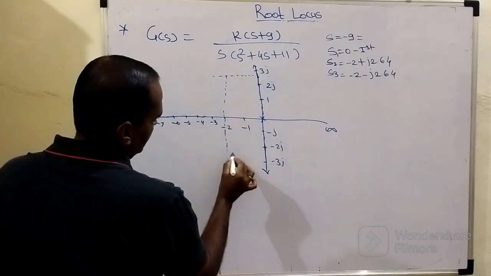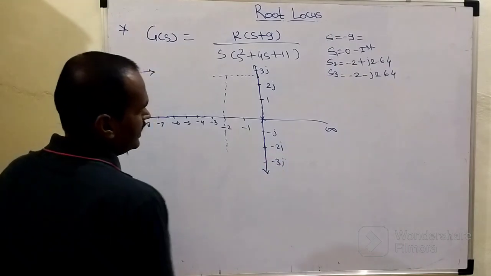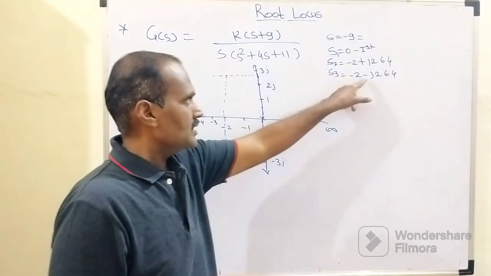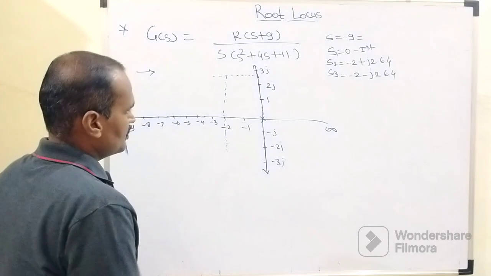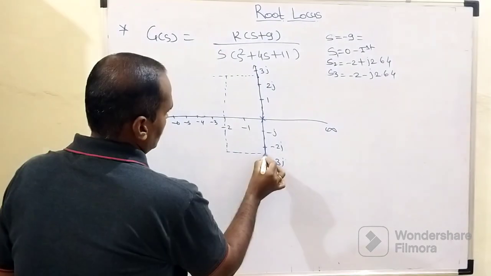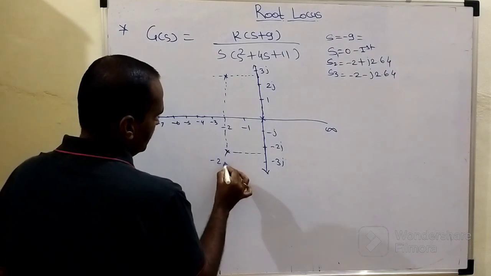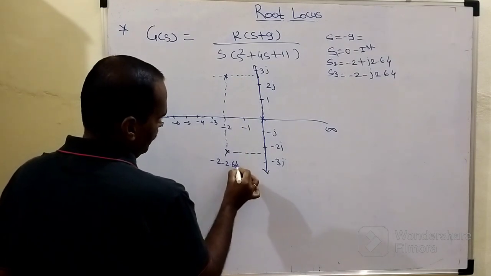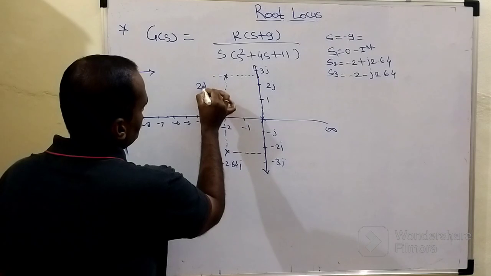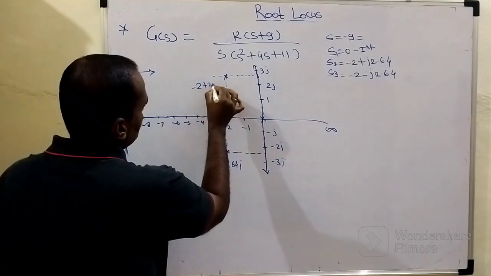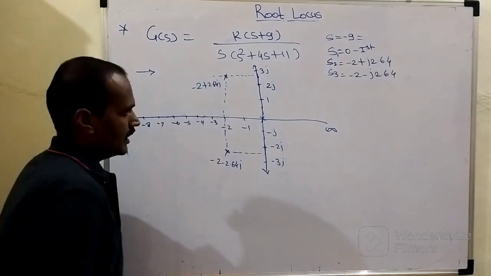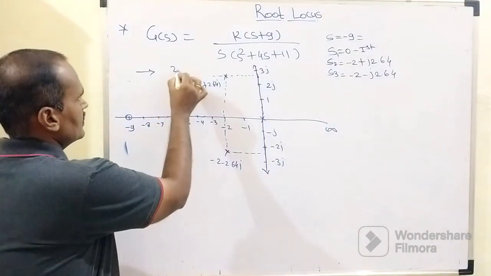Similarly, within this third quadrant also, this is minus 2, minus 3. So the pole is present at minus 2, minus 2.64j. So the position of these poles will be minus 2 minus 2.64j and minus 2 plus 2.64j. Right. So this will be your step number 2.